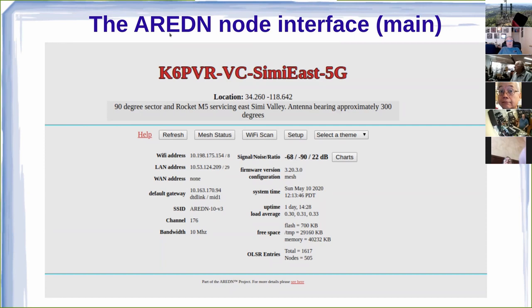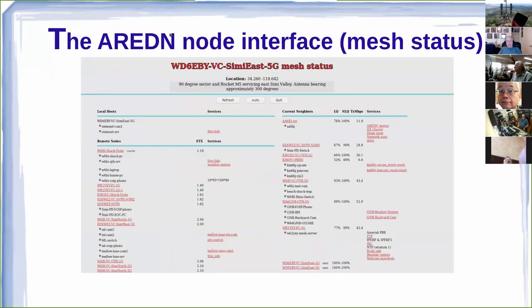There's a button there called Mesh Status, and this is what you get when you click that. And of principal interest, there are 2 columns. The one on the right, labeled Current Neighbors, are all of your direct RF links.